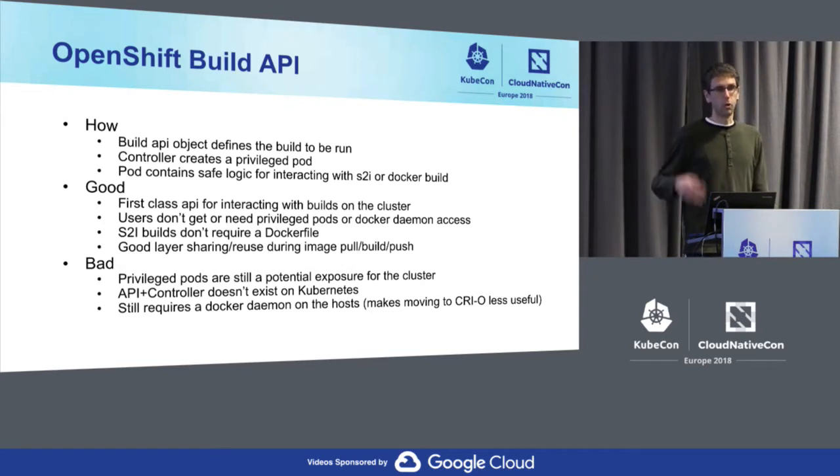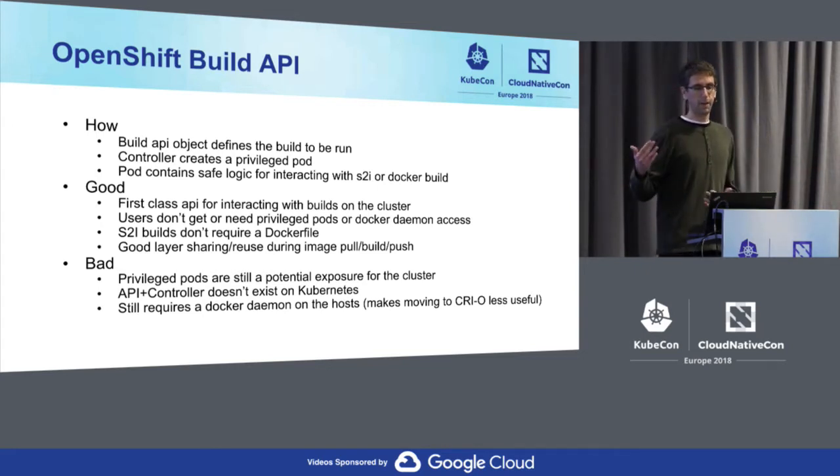All that looks just like working with any other Kubernetes resource. And users don't get access to the privileged pods. They don't need access to the privileged pods. They also don't get access to the Docker daemon. And if you're using S2I builds, you don't even need a Dockerfile, so you've abstracted that away. And because it is effectively still doing that Docker build on host, you're getting that layer reuse as long as your build lands on the same node again or a future build.